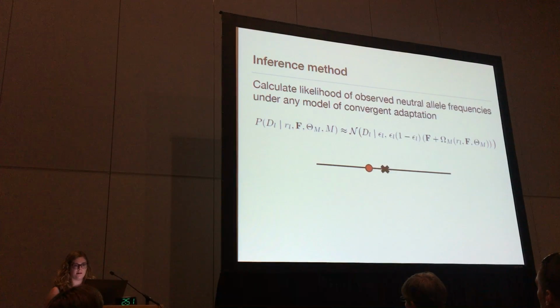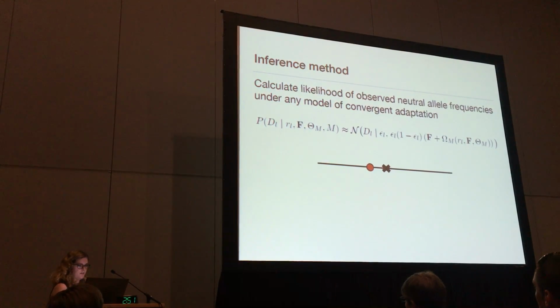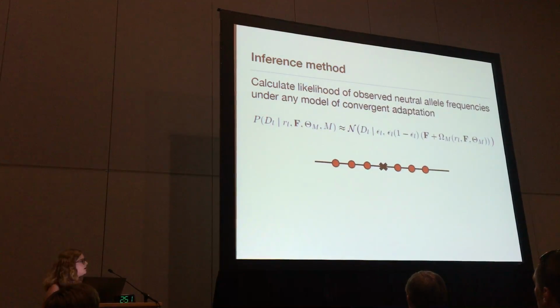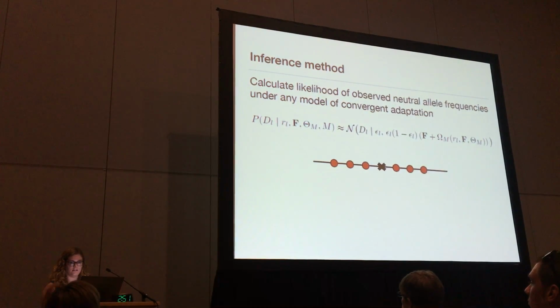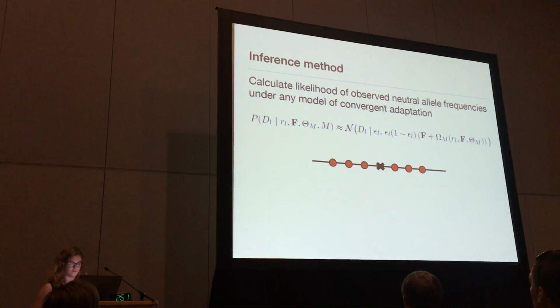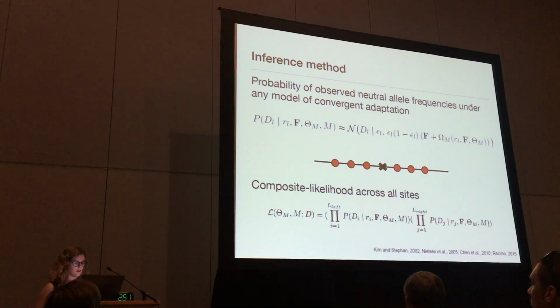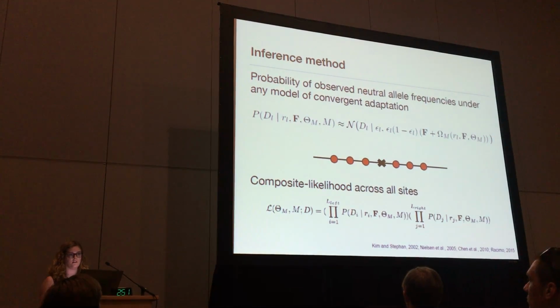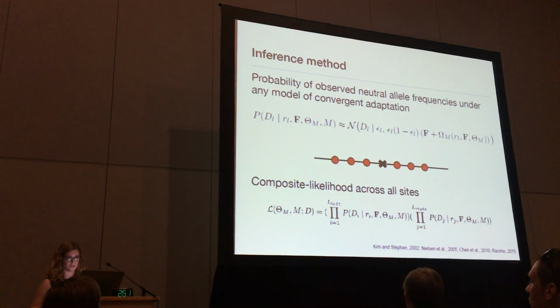And with that, we can calculate probabilities, or our likelihood, a given distance away from our selected site under a given model of convergent adaptation. We can do this for all given distances for all of our data, moving away from both sides of the selected site, and take the product of all these likelihoods to get a composite likelihood of our entire observed data for a region.